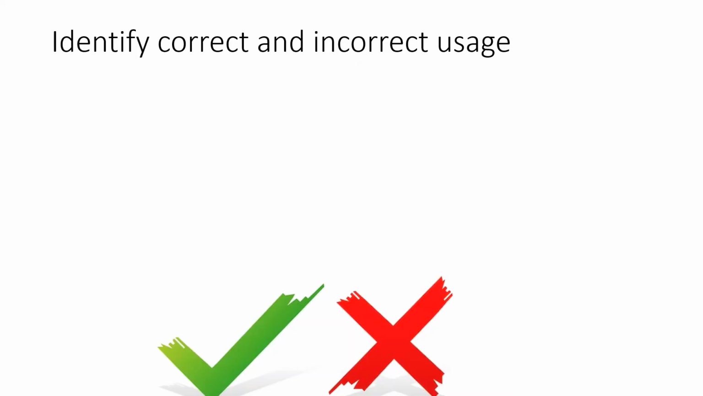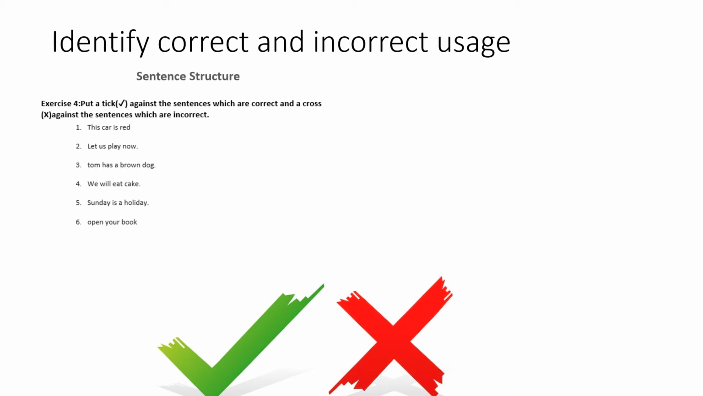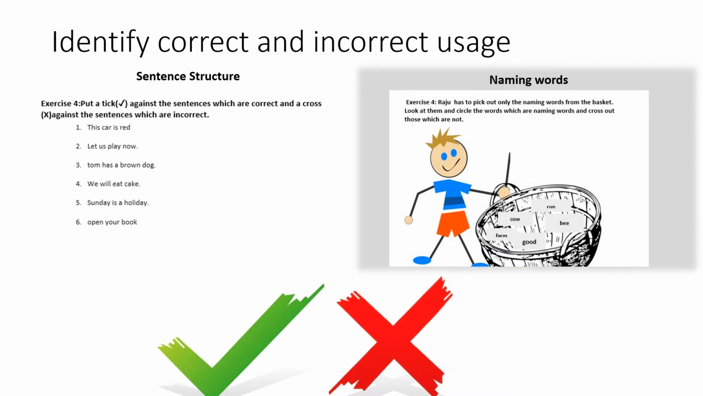The last set of exercises they will be doing in the class is to identify the correct and incorrect usage of the grammar concept. For example, in sentence structure, we are just going to ask them to put a tick against the sentences which are correct and a cross against the sentences which are incorrect. Now, in the naming words, we have a slightly different exercise where we have indicated graphically a basket with a set of words. The children have to identify the words which are naming words and the words which are not.